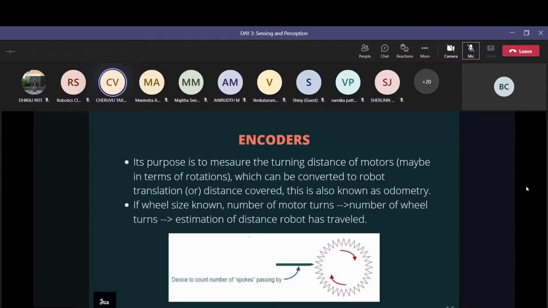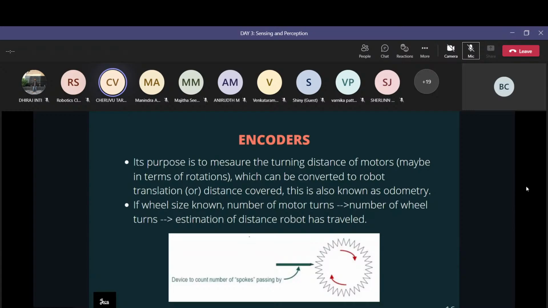When you speak about encoders, you have to speak about optical encoders. But before that, I have to explain what an encoder is. It is used to measure the turning distance of motors. What do I mean by turning distance? Here in the picture, we can clearly see that there is a device counting the number of spokes passing by this particular tip, counting the spokes on a particular wheel. In the same way, encoders calculate how much distance the motor is turning in a given period of time.